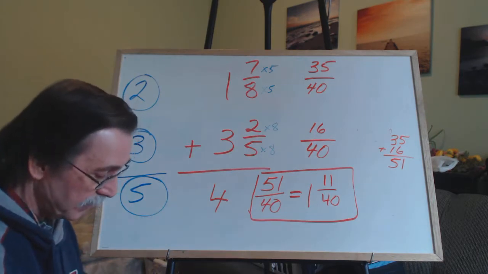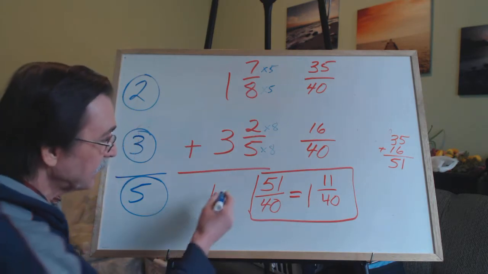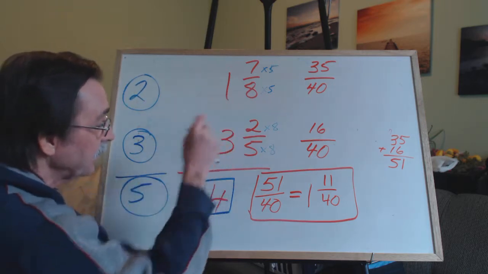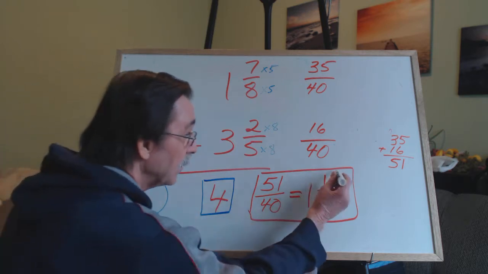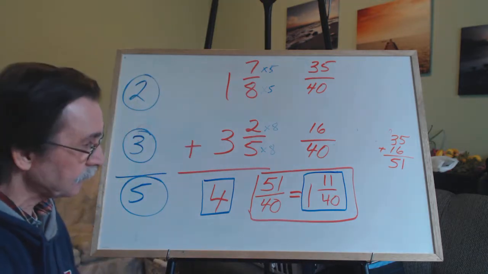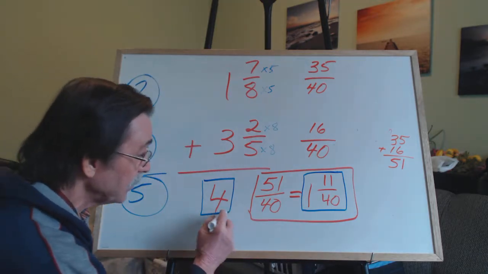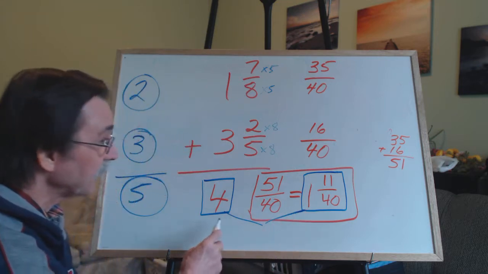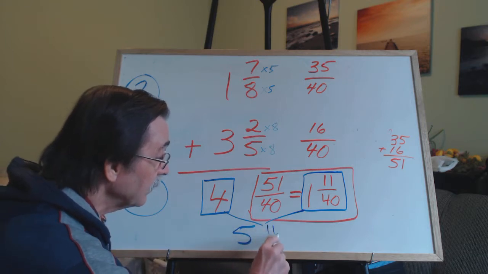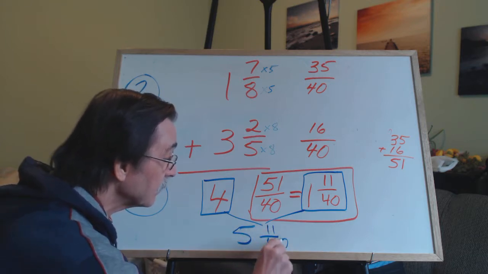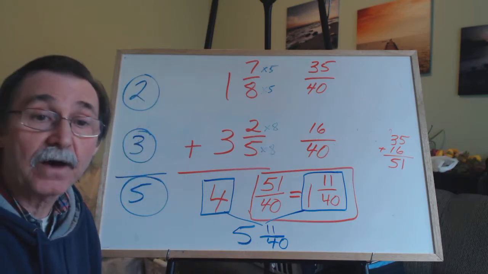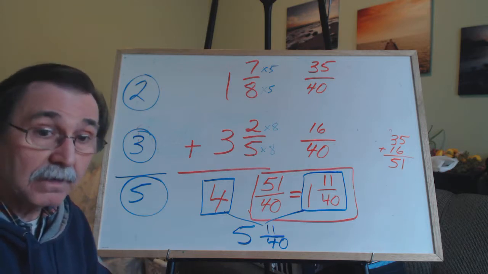Okay, so here we have it. We have this 4. I'm going to put it in a box. We just got that from these guys over here. That was the easy part. And then this blue box over here, we've got 1 and 11 40ths. So what am I going to do? I'm just going to put these two together, and that's going to give me 4 plus 1 is 5, and 11 40ths. And that is my final answer, 5 and 11 40ths.